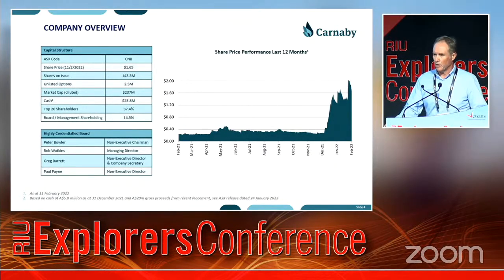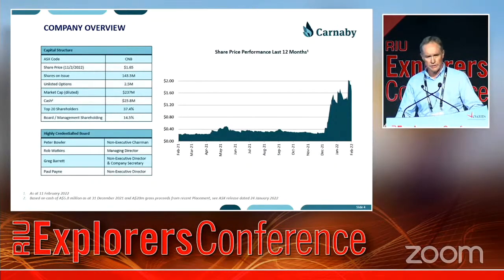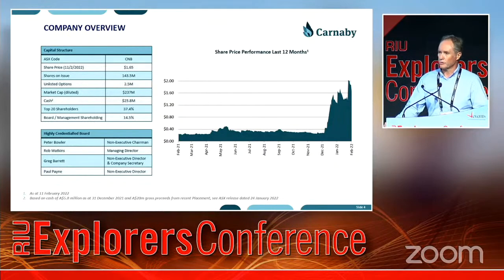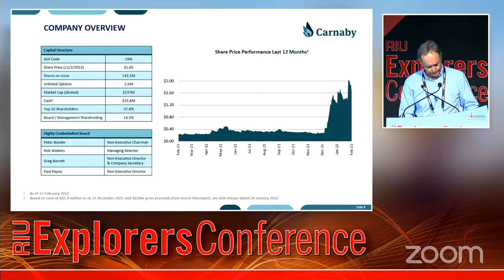Now, the board includes the team behind two other mining success stories. Rob, Peter and Greg put together Bedell Resources, took it from an IPO to a peak value of $800 million at one point. They were also behind Agincourt Resources, which they developed and took through to a takeover by Oxyana for $450 million.